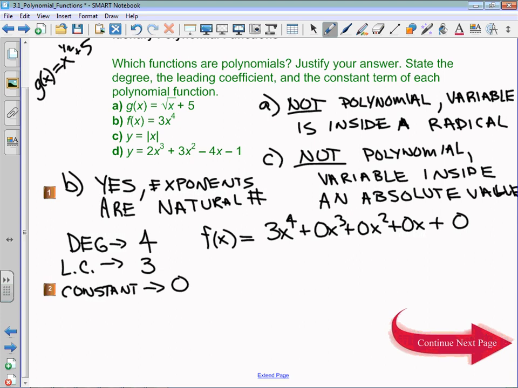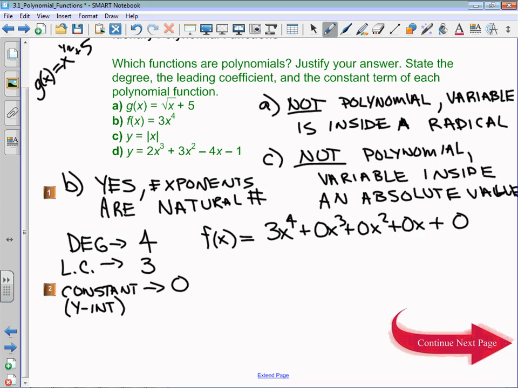The reason why this is so important, I'm just going to put underneath it, is that the constant term is always going to be the y-intercept of our polynomials. Because if I put 0 in for x, every term that contains the factor x is going to be 0, right? 0 times anything is 0.